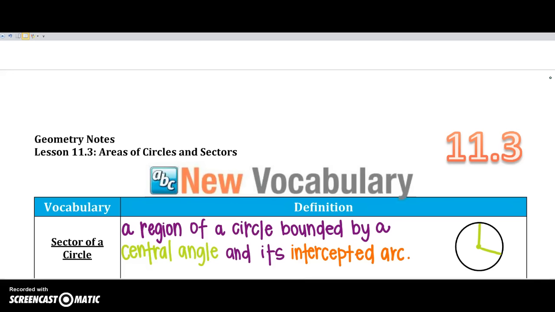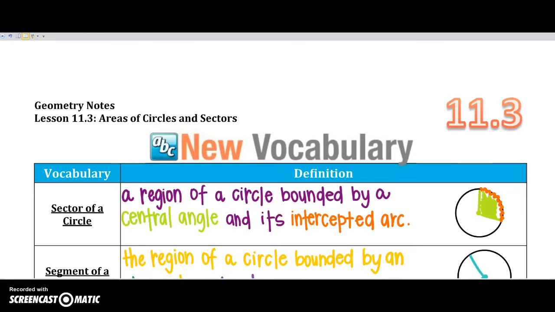So remember, while we're going over these vocabulary terms, you can always pause it if we're going too fast. So I have a central angle here. I have its intercepted arc. So the part of, I like to call it the part of the pie, is actually going to be the sector. So how much pie did you take out of that circle?